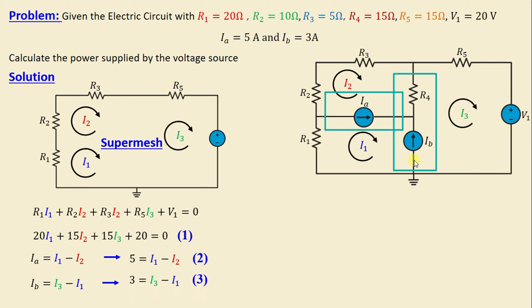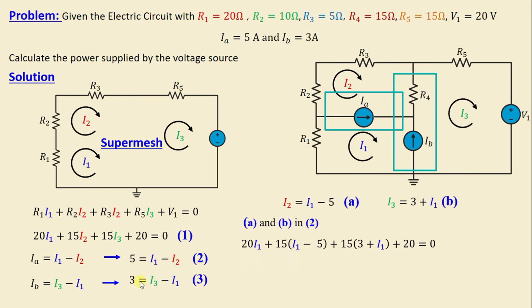Then we have 3 equations. We still only need to solve them to obtain our mesh currents. Let's start first by I2 is equal to I1 minus 5, obtained from equation 2. And from equation 3 we can write I3 is equal to 3 plus I1, and I will call this equation B. By substituting A and B in 1, we obtain 20 I1 plus 15 times I1 minus 5 plus 15 multiplying by 3 plus I1 plus 20.